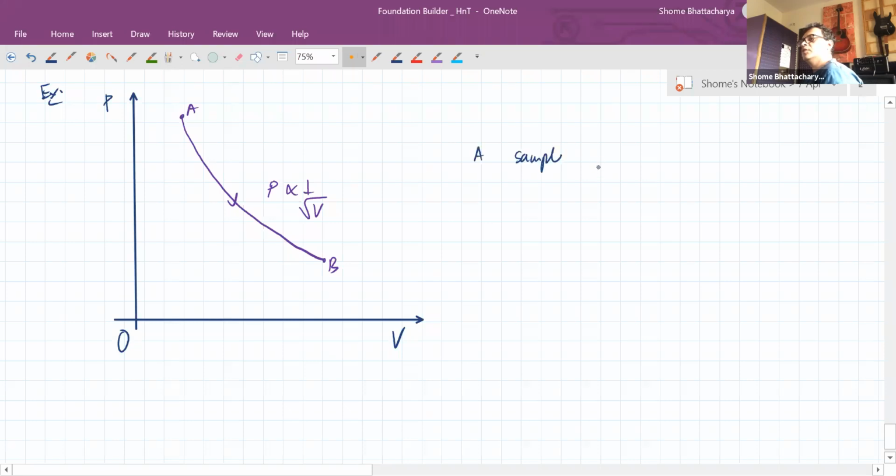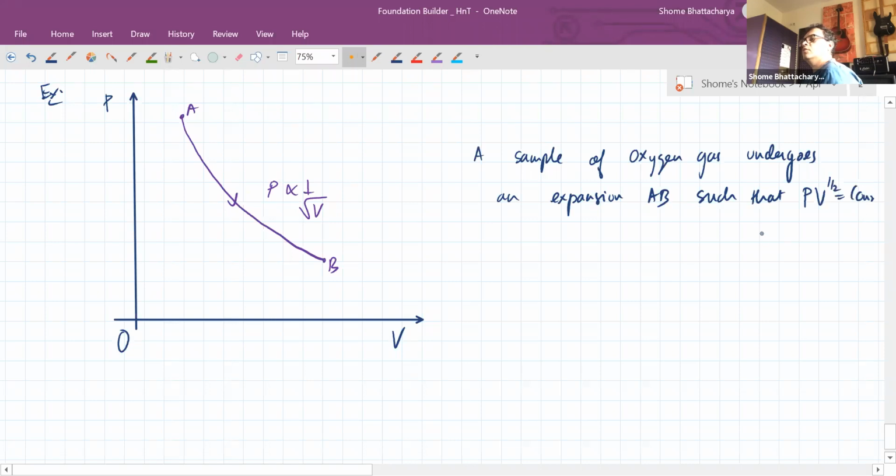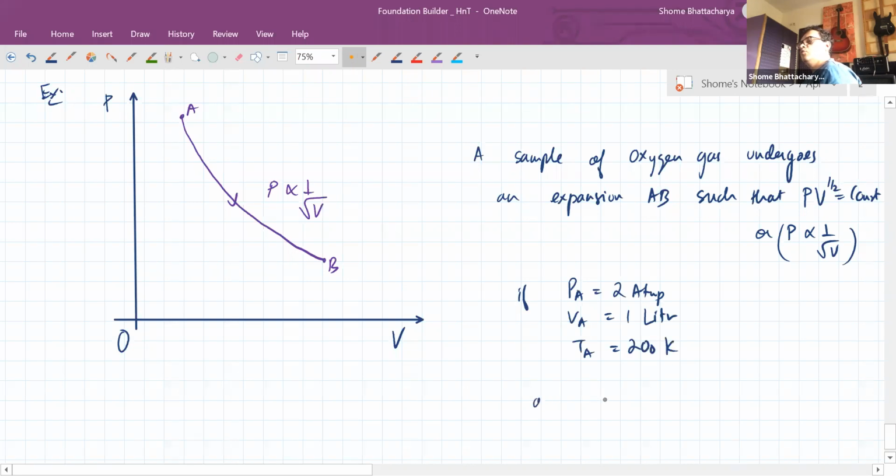A sample of oxygen gas, let's say, undergoes an expansion AB such that PV to the power half is constant, or P is inversely proportional to root V. If pressure, volume, and temperature are so much here, and volume at B is 4 liters, then first of all, find pressure at B and temperature at B. And second, Q, delta U and W for the process AB.